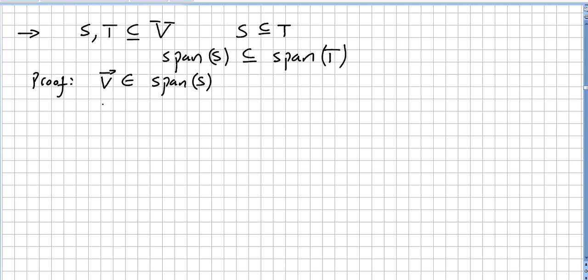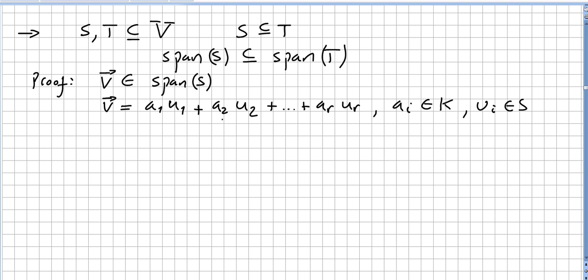So if V is in the span of S, I can write V as a linear combination: a1 times u1 plus a2 times u2, etc., plus ar times ur, where these scalars are from the field, and these vectors ui are from the set S. Okay, so V is from the span of S, so I can write V as a linear combination of scalars and vectors in S, right?